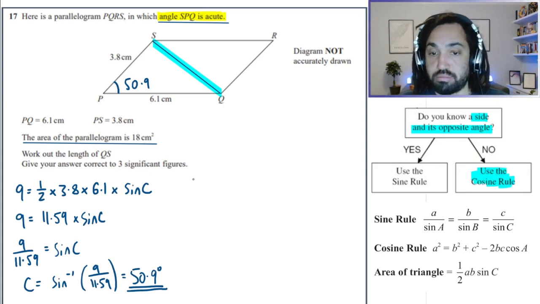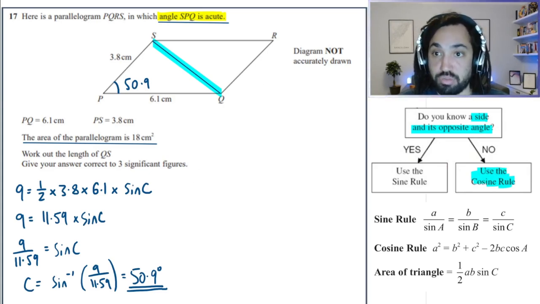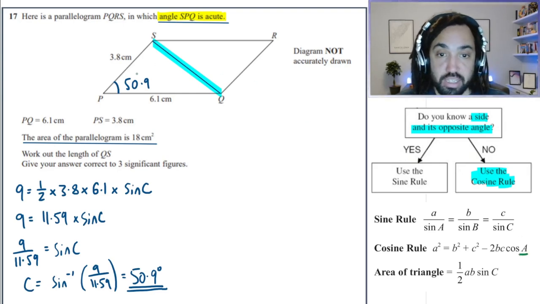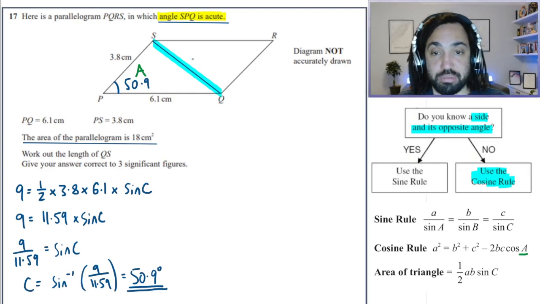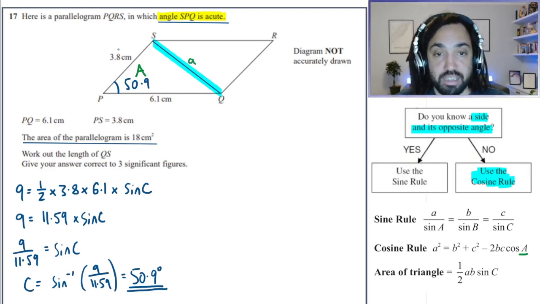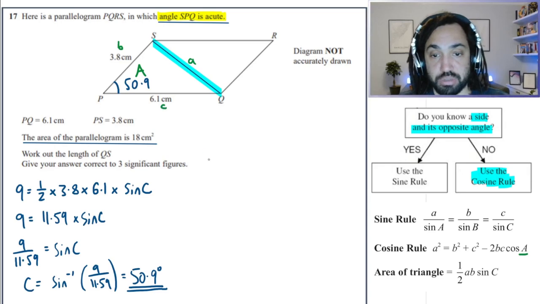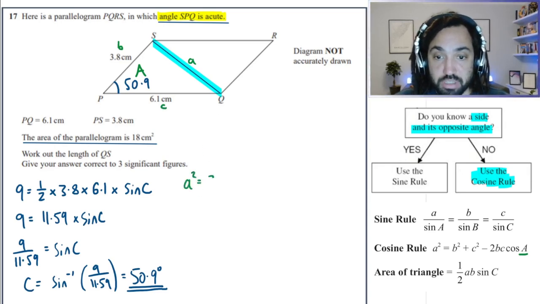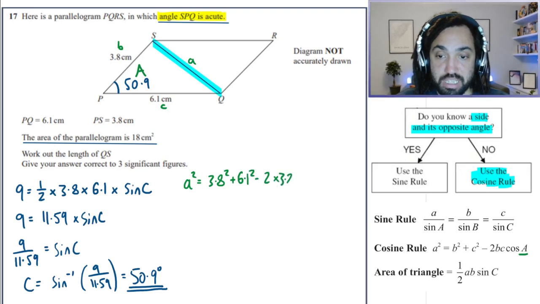So we're now going to relabel the sides because the angle that the cosine rule uses is capital A. So this is the angle we know. We're going to call that capital A, which means this is little a, and the other two are B and C. Doesn't matter which order. So we're going to start by saying A squared is equal to B squared plus C squared minus 2 times B times C times cosine of capital A, which is 50.9.